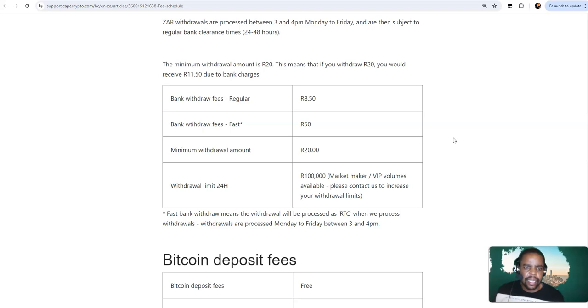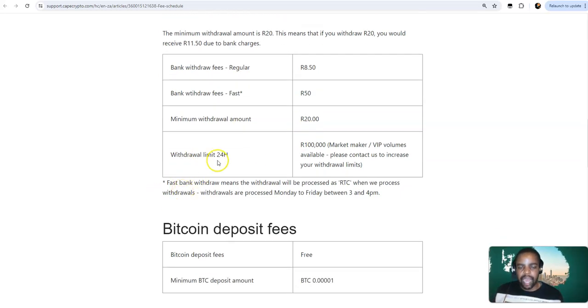Okay, right. Yes, the minimum withdrawal amount is 20 rand. This means that if you withdraw 20 rand, you would receive 11 rand 50 cents due to bank charges. Bank withdrawal fees, regular 8 rand 50, and bank withdrawal fees first 50 rands. Minimum withdrawal amount 20 rands, withdrawal limit 24 hours.